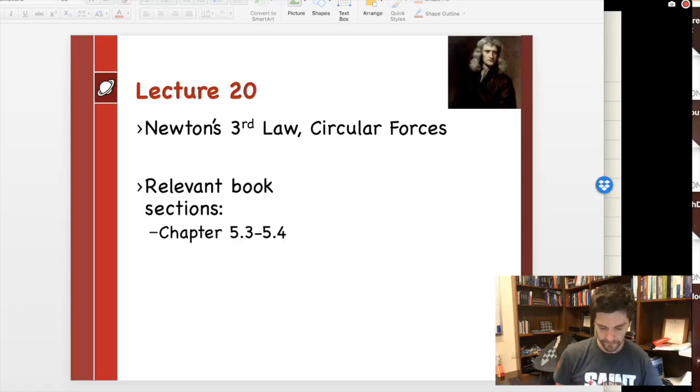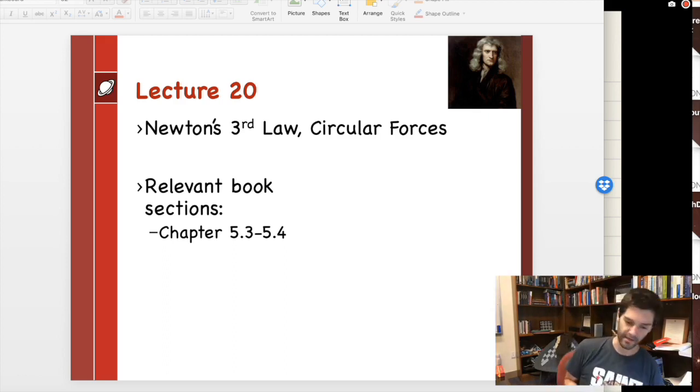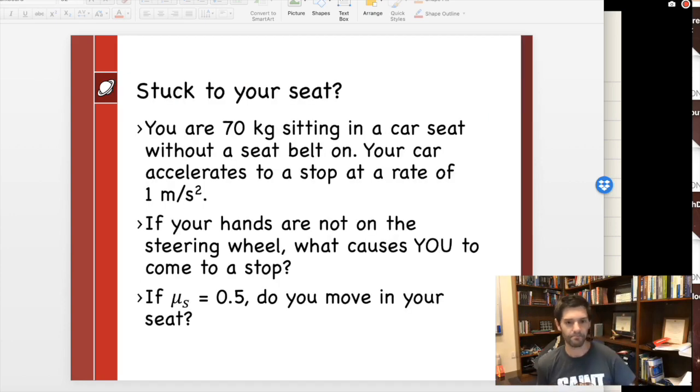So we're continuing. We're going to wrap up Newton's third law today. Do circular forces. And then in terms of expected content, that'll be it. I might say a little bit extra on non-inertial forces, but that will be an optional component. So let us start, though, first with a review question from a previous exam.